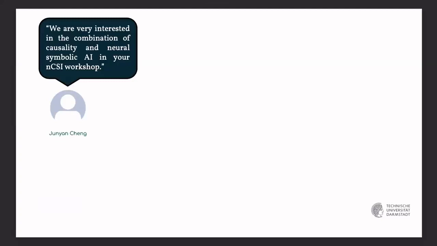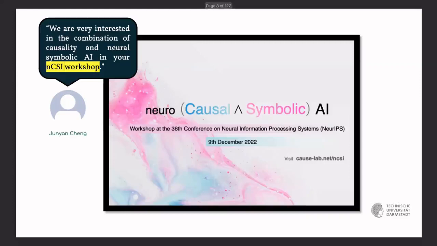How did this all start, right? I was contacted and reached out to, because you guys are very interested in this neural causal symbolic workshop that we organized, this NCSI workshop. This workshop was happening at NeurIPS last year. It was a purely virtual workshop. We did it on purpose because going to the US is not easy for everyone, and we wanted to be inclusive. It also made it a little bit easier for us in this case, because I was traveling a lot last year.